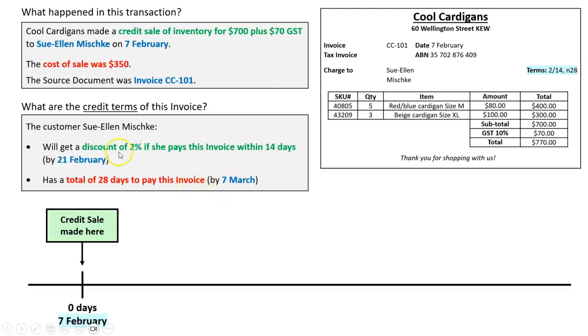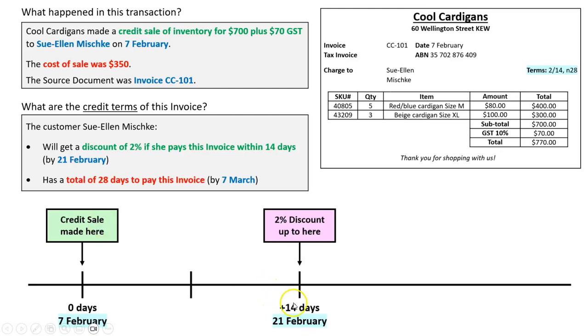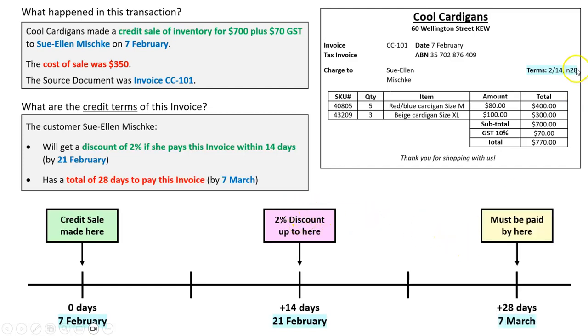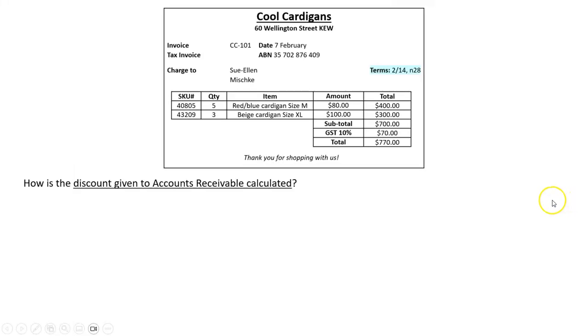So if we look at that on a timeline, we could say day 0, which was the 7th of February, that's the day we made the credit sale. 14 days later, which would be the 21st of February, if she pays any time between here and here, up to and including the 21st of February, she'll get a 2% discount. But if she doesn't do that, then the N28 means she's got 28 days from the day of purchase, which was the 7th of February, to now go and pay the entire account, which would be the 7th of March.